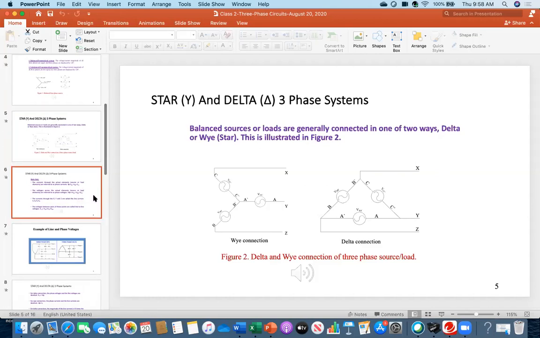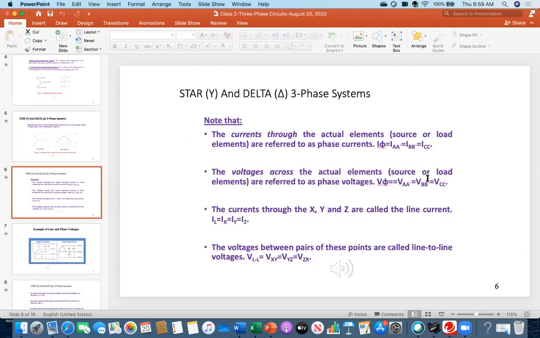Now, moving forward, see this one. Several important notes, as I said: the currents through the actual elements, source or load elements, are referred to as the phase currents. The voltage across actual elements, whether it is a power source or load elements, is referred to as phase voltage. And the currents through X, Y, Z are called line currents.